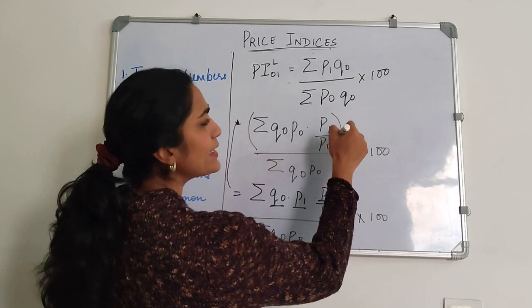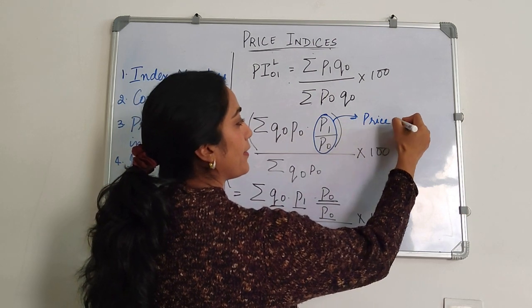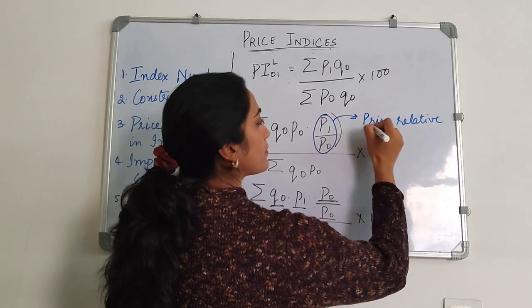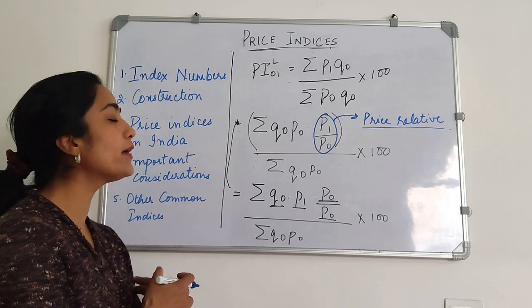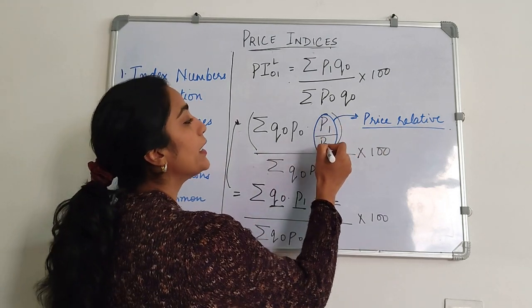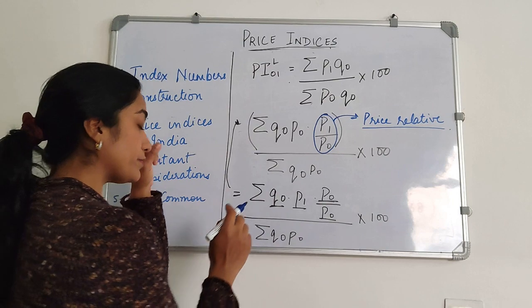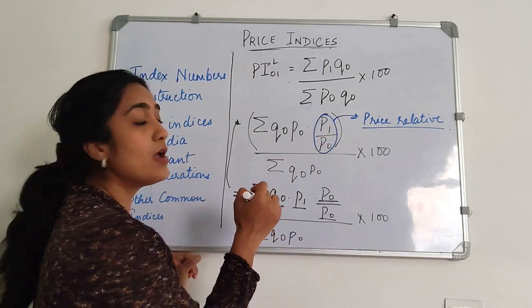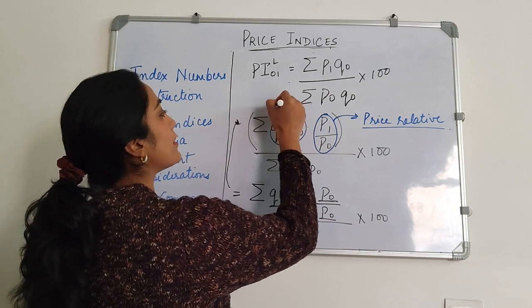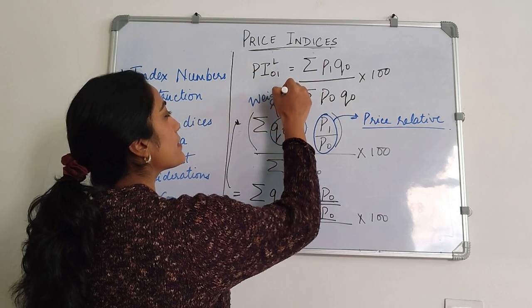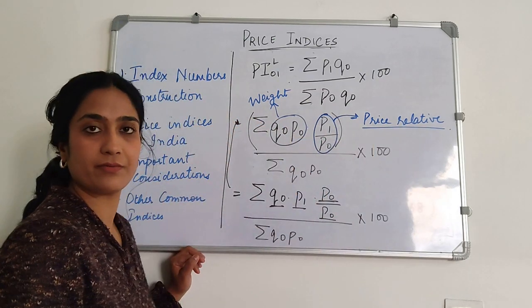Let me just tell you how. This quantity is called a price relative. What is this? This is just a ratio of the price of a commodity. Suppose we are looking at item 1. This is the price of item 1 in year T1 divided by the price of item 1 in year T0. This is the price relative. And now, each price relative is being multiplied by a quantity Q0 times P0. This is the weight, just mathematically, that is being attached to each price relative.